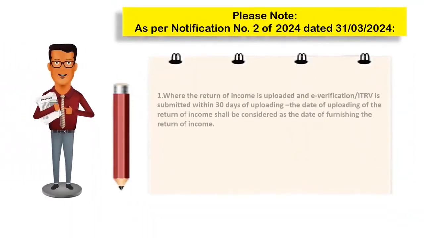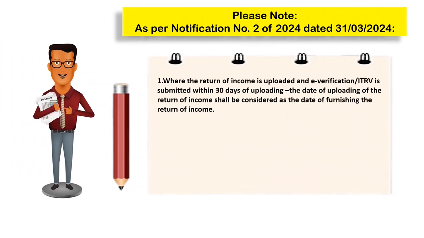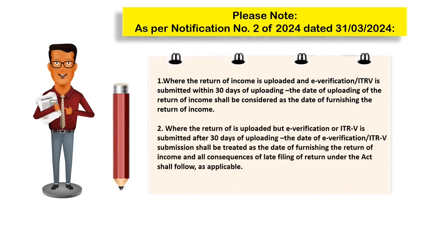Please note, as per notification number 2/2024 dated 31st March 2024, where the return of income is uploaded and e-verification or ITR-V is submitted within 30 days of uploading, the date of uploading of ITR shall be considered as the date of furnishing the return of income. However, where the return of income is uploaded but e-verification or ITR-V is submitted after 30 days of uploading, the date of e-verification or submission of ITR-V shall be treated as the date of furnishing the return of income, and all consequences of late filing of return under the Act shall follow as applicable.